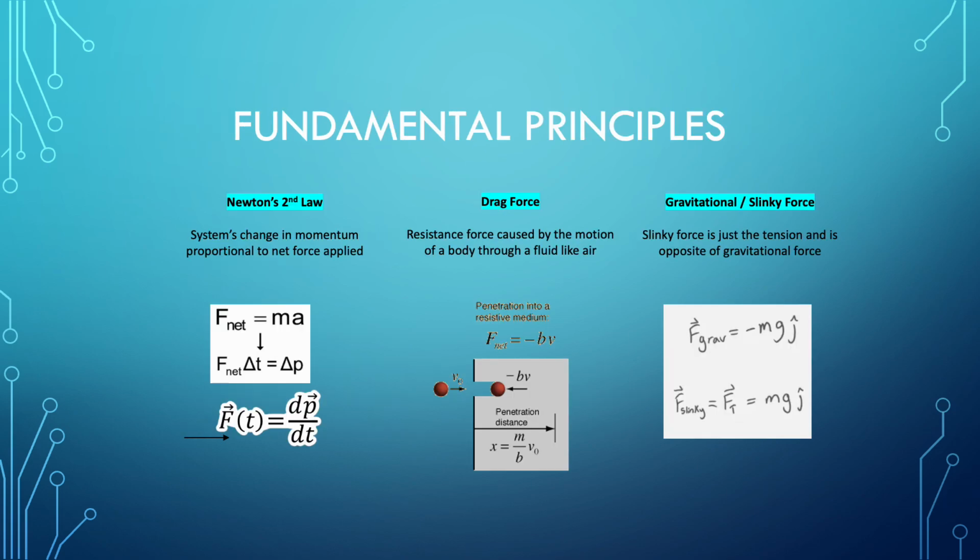Before looking at the data, it's important to understand the physical forces involved. So for the fundamental principles, we used Newton's second law, which tells us that an object's change in momentum depends on the net force acting on it. Drag force is important because the slinky moves through air, creating resistance. Gravitational/slinky force. The slinky force itself is basically tension. This opposes gravity and plays a key role in why the bottom can stay still for a moment. These principles together help explain the slinky's behavior.